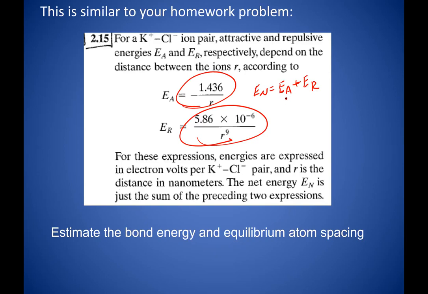But in Excel, we can go ahead and make a column for the attractive, for the repulsive, and then add the two. And then plot all of those versus the radius r. And we'll generate this curve that we just saw, and then from there we can read off the bond energy and the equilibrium atom spacing.